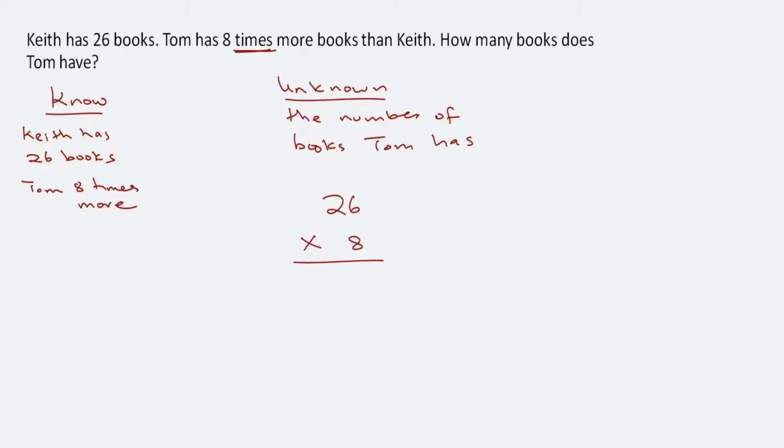So we'll multiply 26 multiplied by 8. 6 multiplied by 8, we have 48. So we have an 8 there, carry up a 4. 2 multiplied by 8, 16 plus 4, we have 20. So this is 208. So Tom has 208 books.